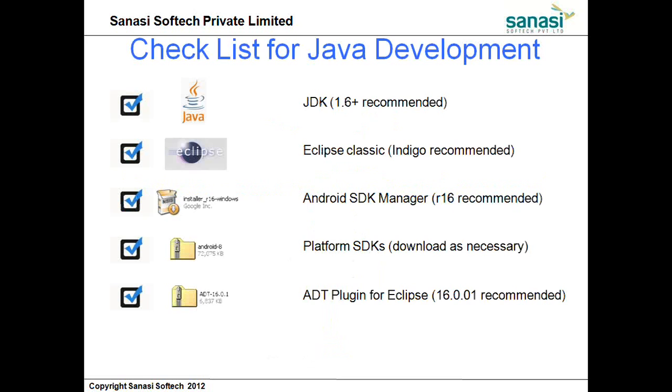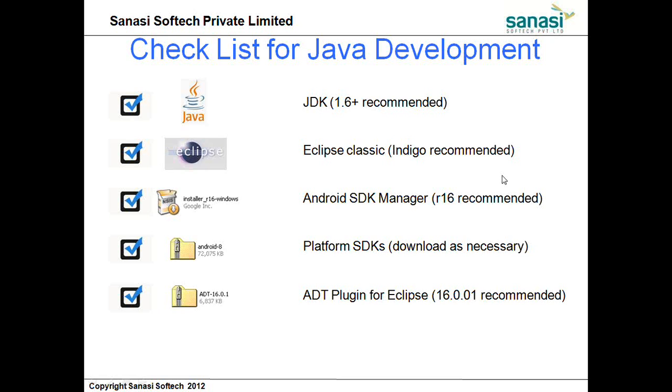So quick checklist for application development in Java. So the first thing you will need is to have the JDK. I would recommend a version of 1.6 at least. Then you need to get hold of the Eclipse IDE, and the version I recommend is Indigo. Then you'll have to get hold of the Android SDK Manager. In fact, the version R16 is recommended.